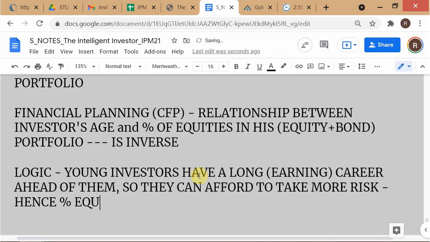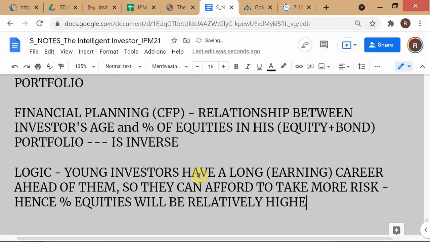Hence the percentage of equities will be relatively higher, because equities are riskier than bonds, right? Equities get paid last. If you remember the hierarchy of claims which I discussed during the Solomon case, the secured creditors get paid first, then the unsecured creditors, then the preference shareholders and hybrid capital holders, and last is the equity capital, the common shares. So equities are more risky than bonds.